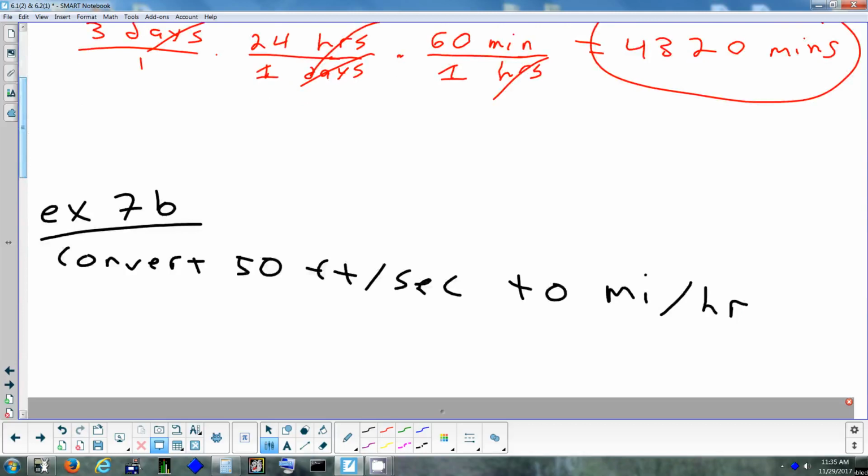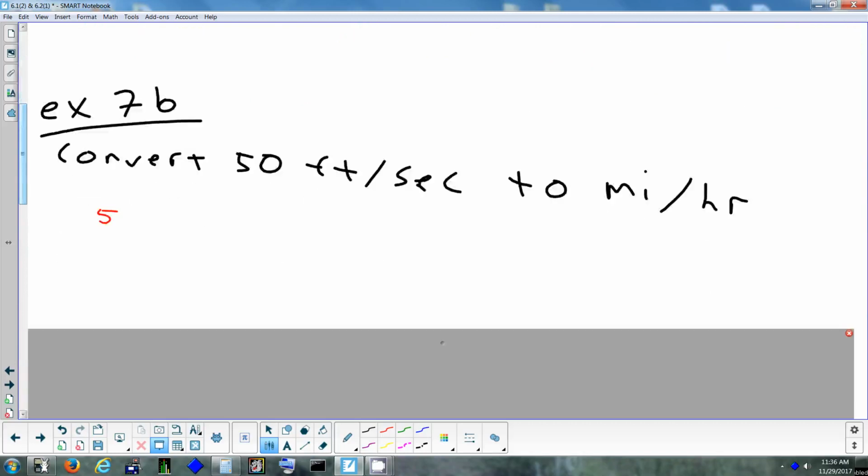Okay, this one has one more step in it because now instead of just being a single unit like days, it's feet per second. There's 2 units. And what does that mean? You travel 50 feet in how many seconds? 1, right? It's 50 feet per 1 second. So let's write that as a fraction like this. 50 feet in 1 second.